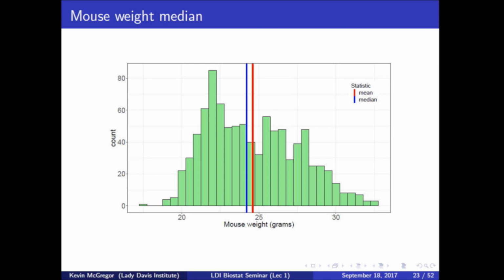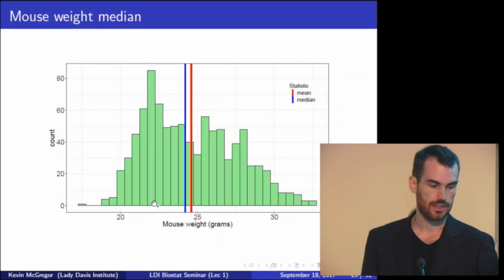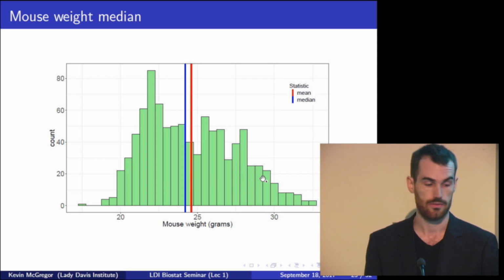I've also plotted the median on here as a vertical blue line. As you can see, it falls a little bit to the left of our mean. It is choosing the exact value that splits 50% of our data to the left of the median, and 50% of our data to the right of the median.